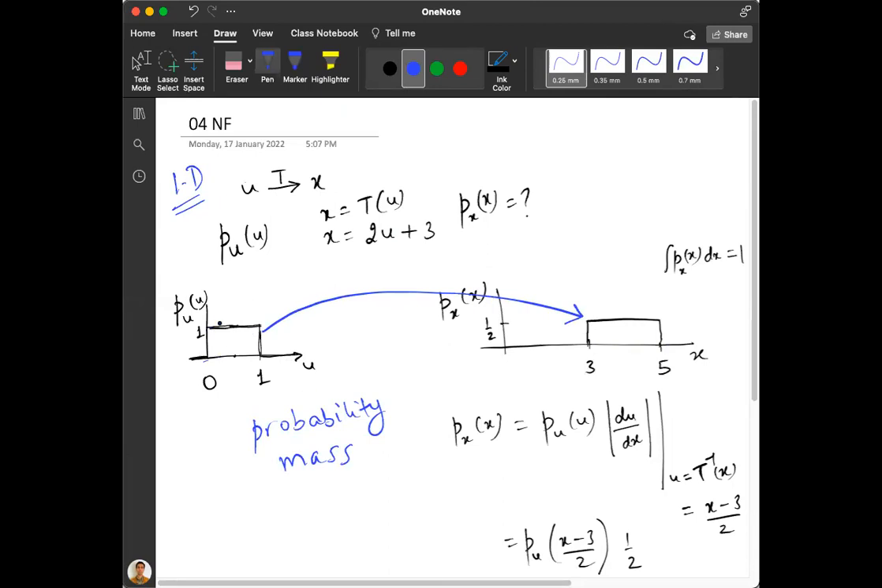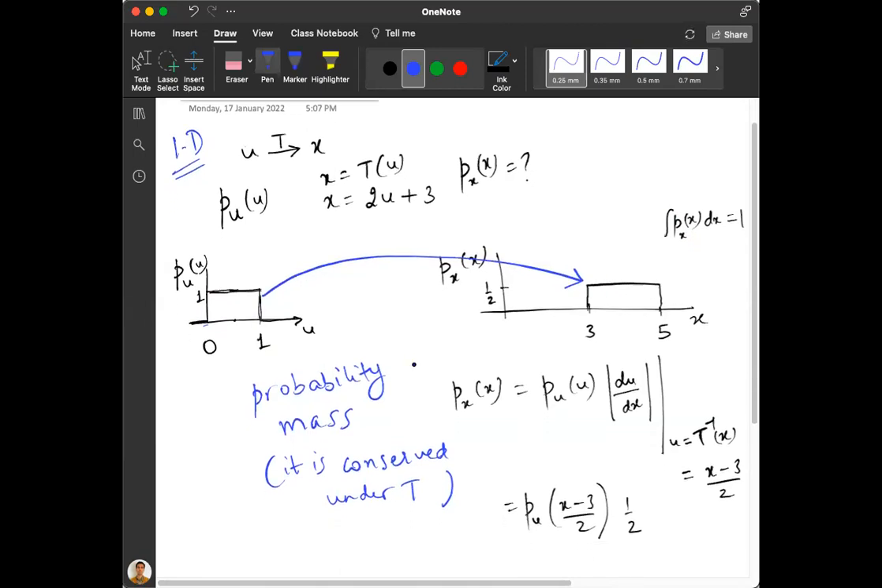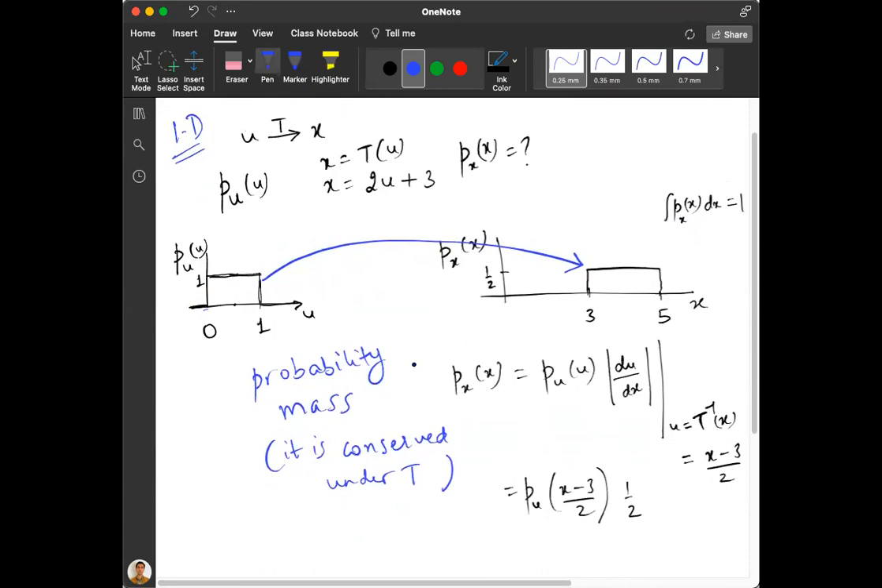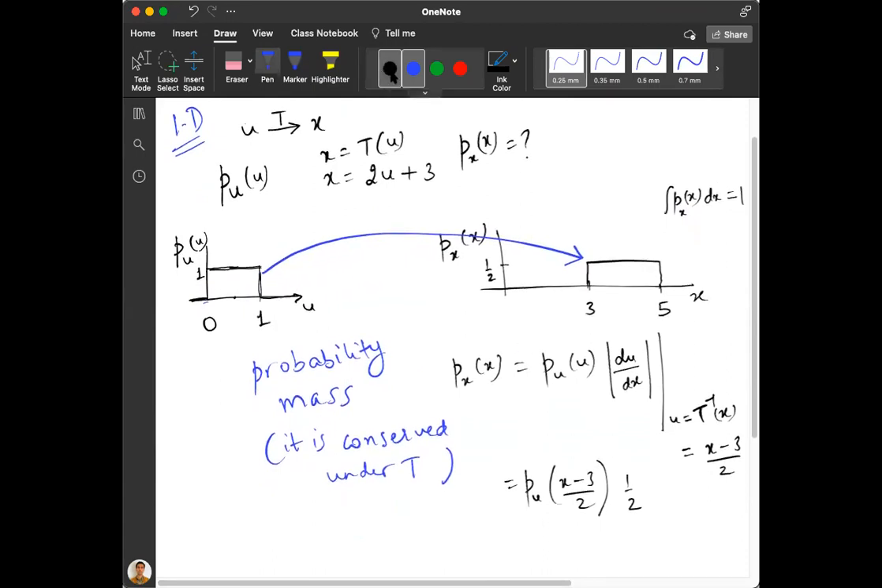Imagine this is some probability mass, and this gets squeezed and spreads out like this. Still, the mass is conserved. It is conserved under T. Even if you apply the transformation T, the probability mass is conserved, but it goes to some other areas and fills up those areas. This is just an intuitive understanding, nothing mathematical here.